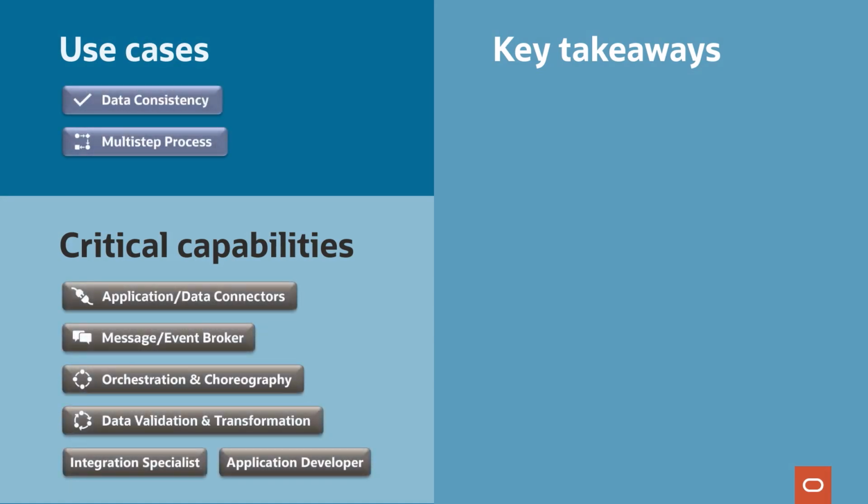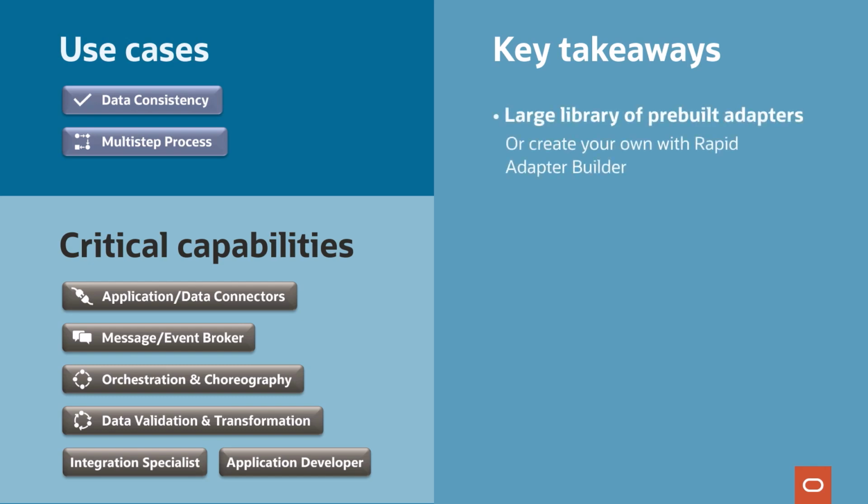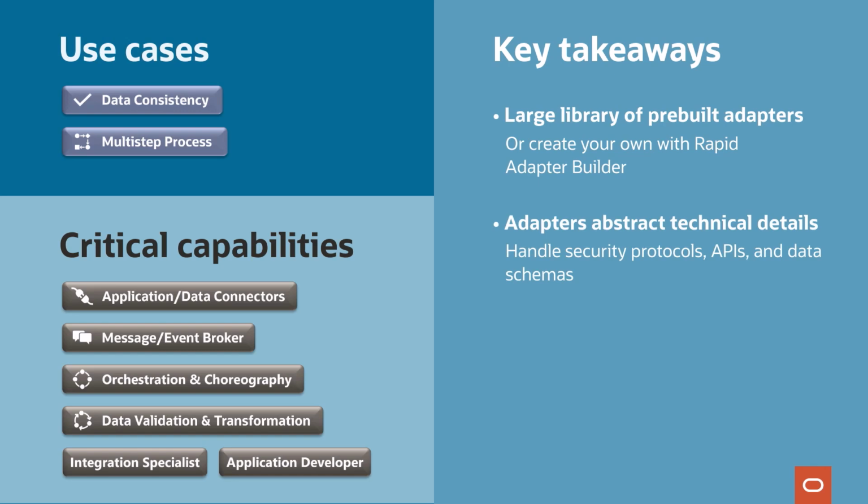Here are the top 3 takeaways for this demo. Oracle integration includes a large library of pre-built connectivity adapters for Oracle SaaS and on-premises apps, third-party apps, social and cloud services, and technologies. And if you can't find a pre-built adapter to suit your needs, you can create your own with our new Rapid Adapter Builder framework. Adapters abstract many of the technical details for connecting to apps and data like security protocols, APIs, and data schemas.